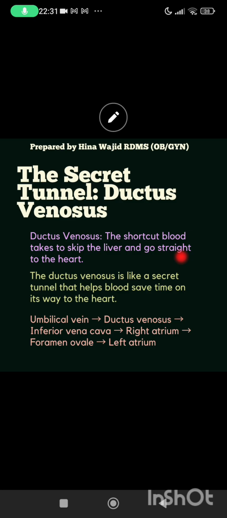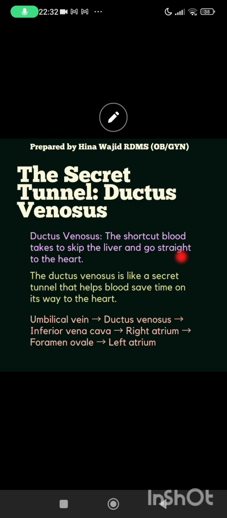So instead of taking the long way, the fetal blood gets a shortcut. So ductus venosus is a special vessel that allows the oxygen-rich blood to skip the liver and go straight to the heart. We know the liver is important, but right now it's not the most important organ because the placenta is doing most of the work. So ductus venosus takes the blood straight to the heart.